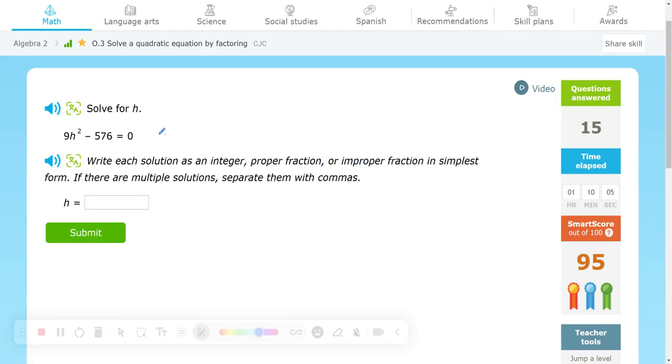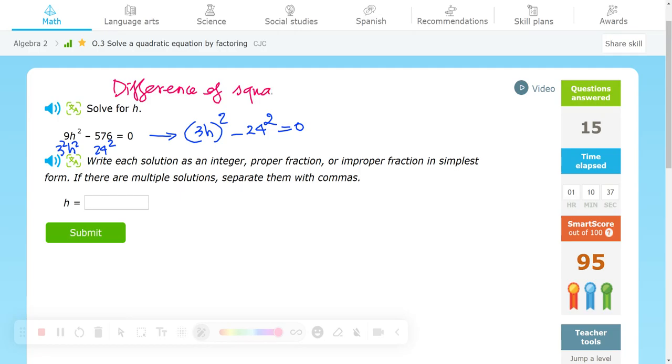Now take a look. 9 is 3 square. So from here, instead of putting 9h square, I put 3h and then square. And then subtract. This is 24 square. So this is 3 square, h square, so I combine together and it becomes 3h, squared. This is 24 square. So here we go, I apply the difference of square formula. If you have a square subtract b square, it equals a subtract b, a plus b.